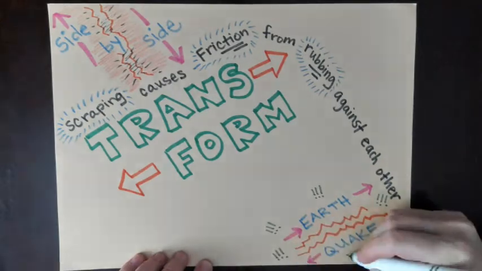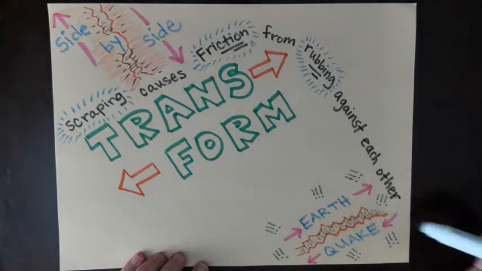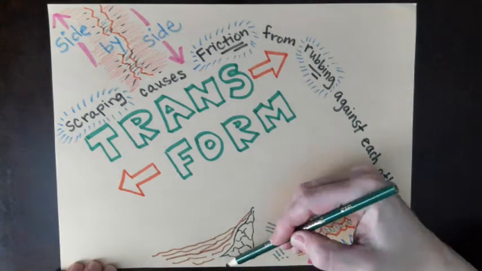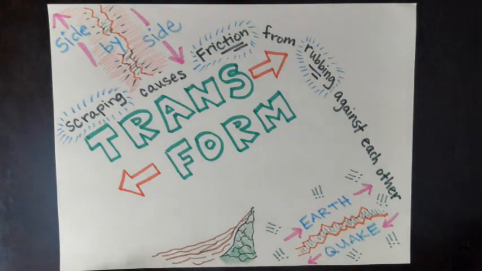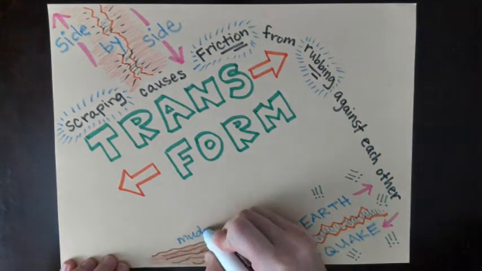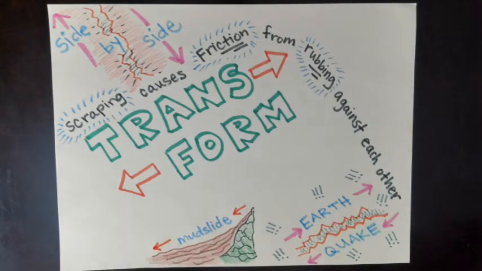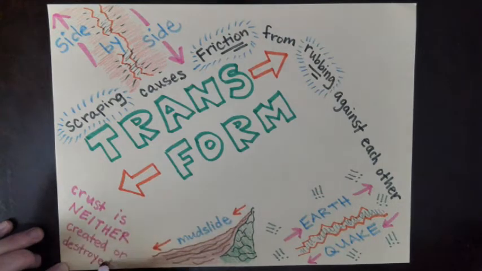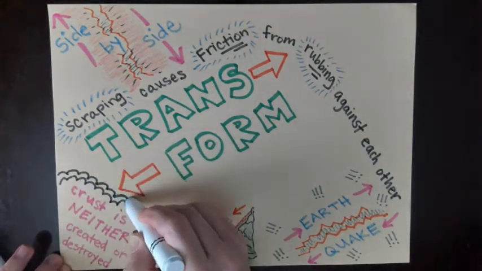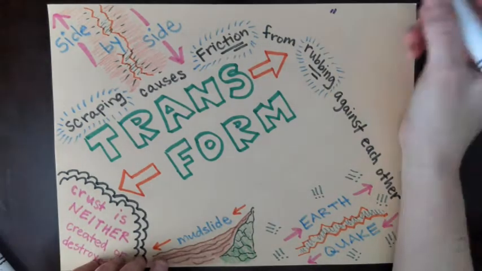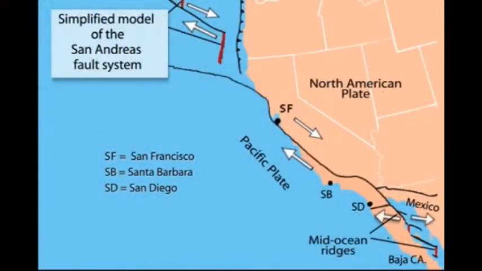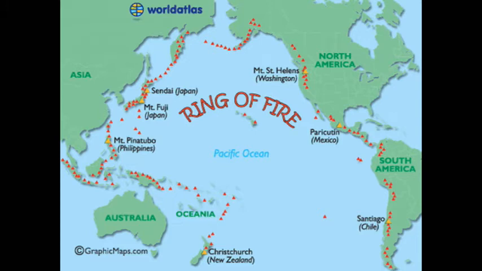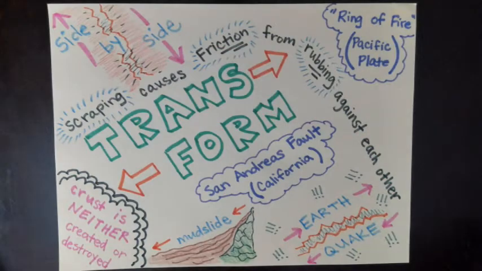Now, because these two crusts are not coming toward each other or away from each other, that just means that neither crust is being destroyed or created. So nothing new like mountains or volcanoes, and nothing is destroyed, so it's not creating like a rift or a gorge. And you can find transform motions and movements in California, like their well-known San Andreas Fault, and in the Ring of Fire, which can be found in the Pacific Plate.